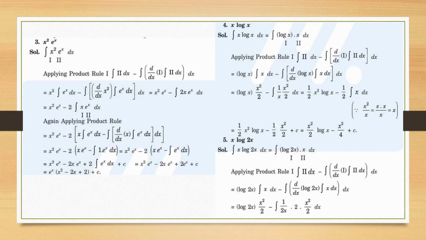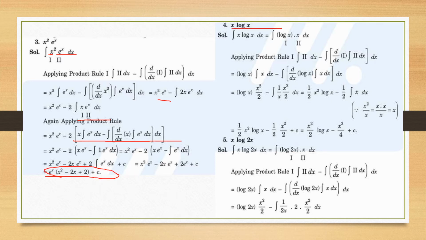x square e raised to power x, the first function is x square. Okay, the exponential is the second one. So the rule will be applied as first function x square integral of e^x, minus integral d/dx of x square into integral of e^x. Okay, so it gives you x square e^x minus 2x e raised to power x, right? So take 2 outside and this is x e^x now. So again we need to apply the product rule here. Okay, and after opening and solving you will get this as the answer.